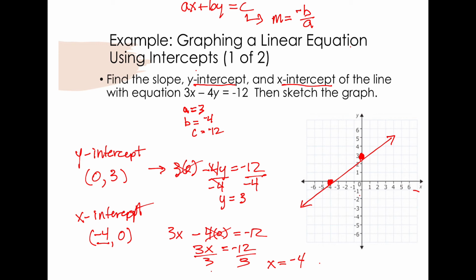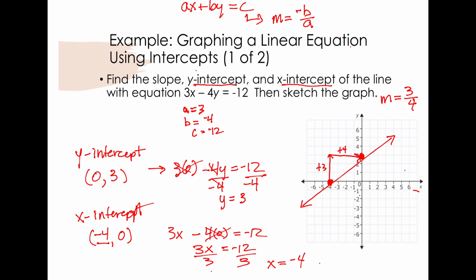Now here they actually wanted us to also find the slope, which is rise over run, right? So going from one point to the other, I see that that's a rise of 3 over a run of 4 to the right. So the slope in this case is 3/4, 3 over 4.